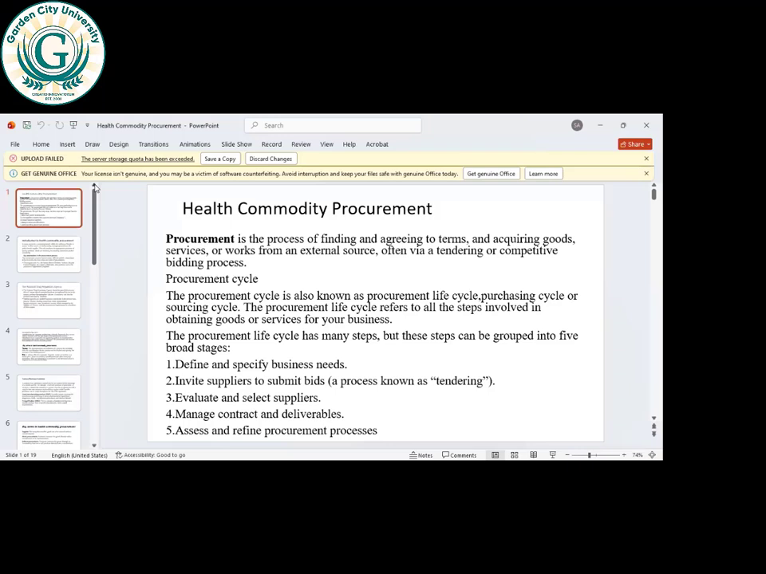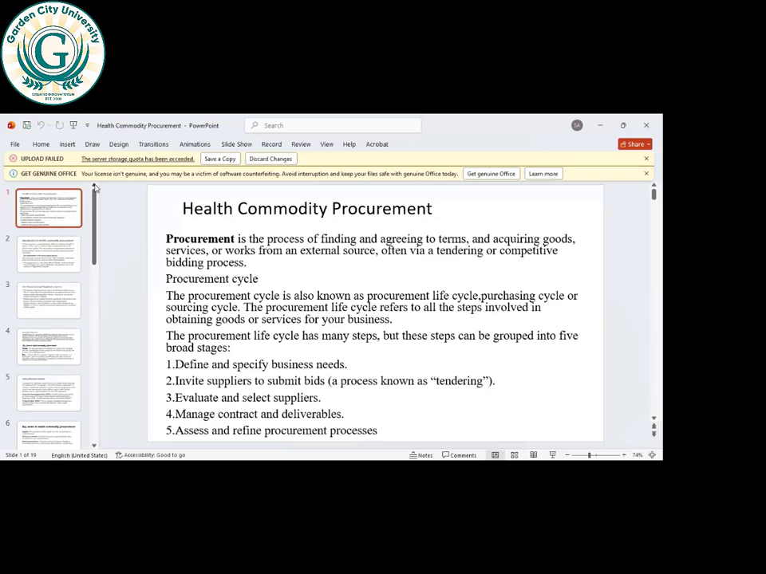And then when it comes to the tendering and bidding, you get it. Probably when we get to it, I'll explain it better. Because sometimes the words tender and bid are also used interchangeably, but they are also two different things. So let us look at the procurement cycle.